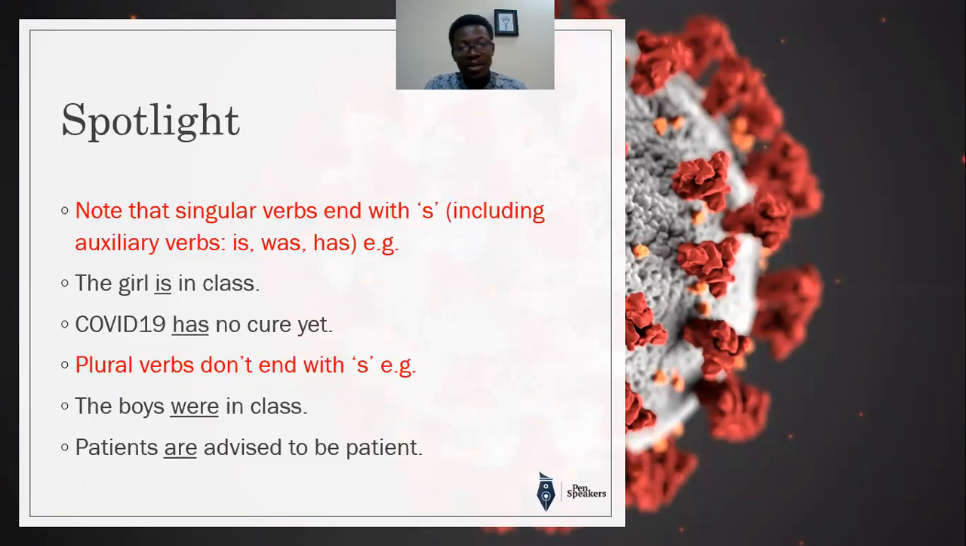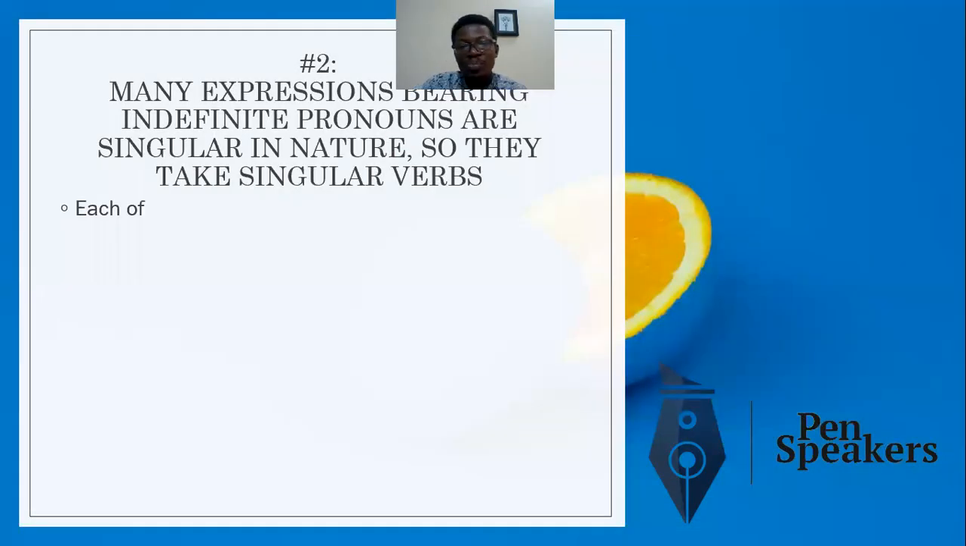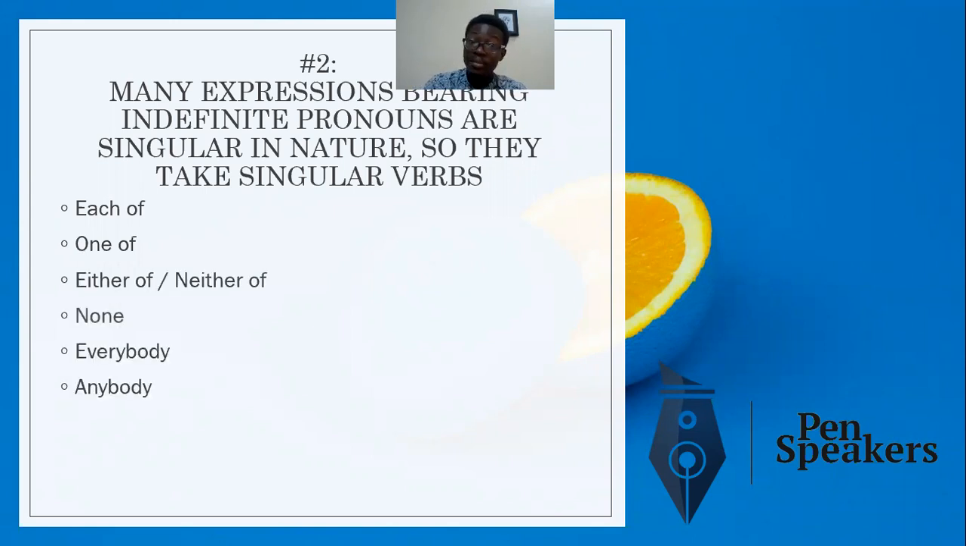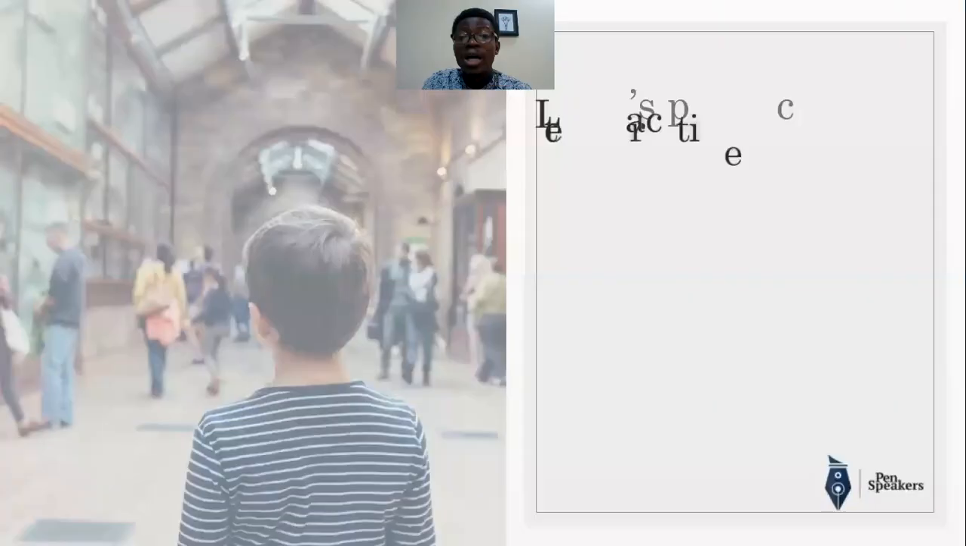You get that? Okay, so moving on, trick number 2: many expressions bearing indefinite pronouns are singular in nature, so they must take singular verbs. And these indefinite pronouns are each of, one of, either of, neither of, none, everybody, anybody, nobody, somebody, or someone. Now, all of these, and in fact there are even more expressions that are not on this list, are singular in nature, and therefore they must take a singular verb.